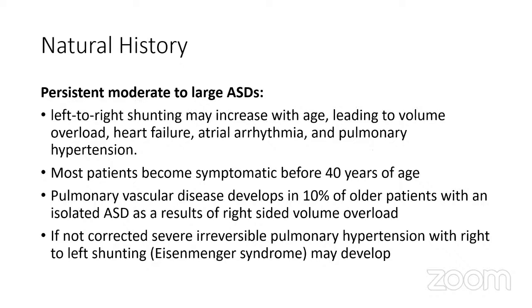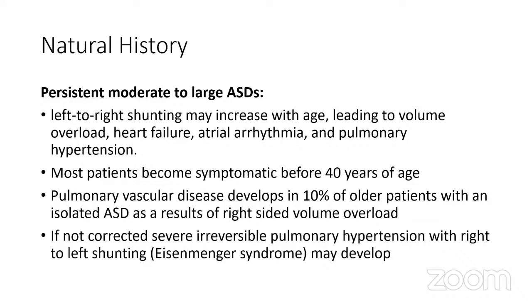In patients with uncorrected moderate to large ASDs, left to right shunting may increase with age, leading to volume overload, heart failure, atrial arrhythmias, and pulmonary hypertension. Most patients become symptomatic before 40 years of age. The right-sided volume overload is usually well tolerated for years.